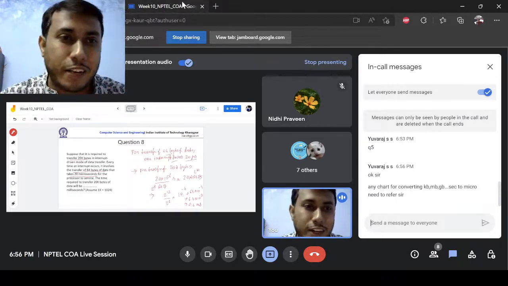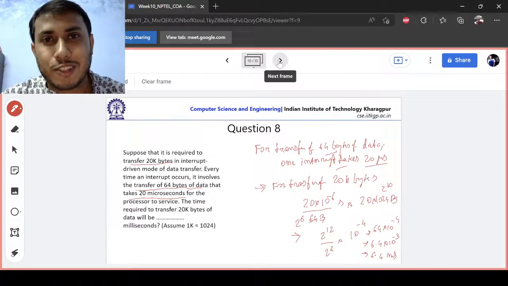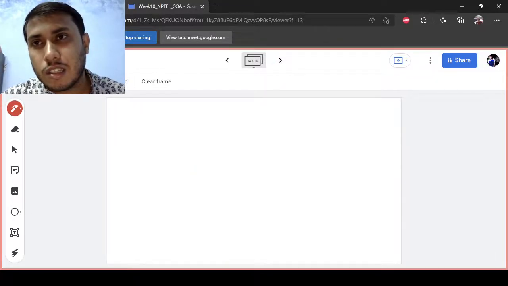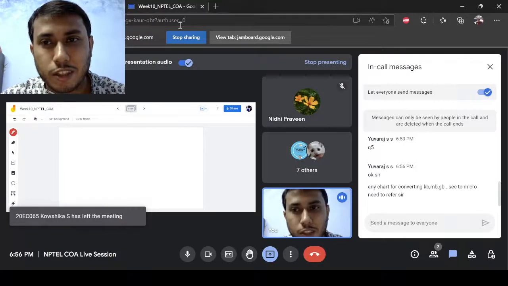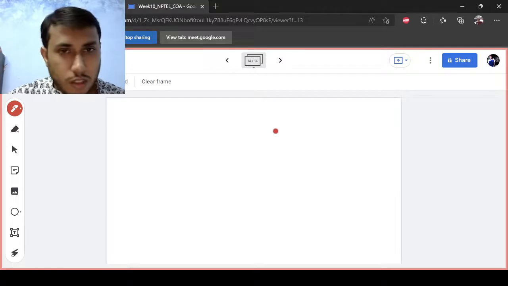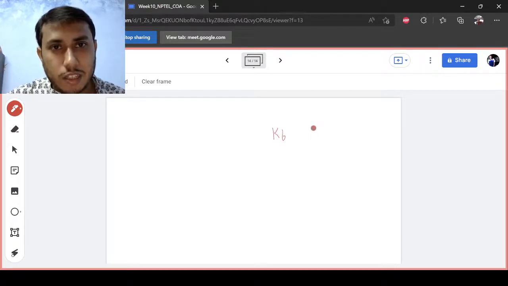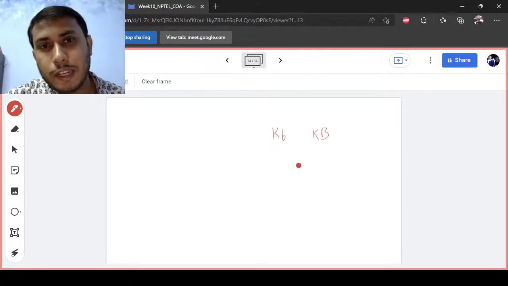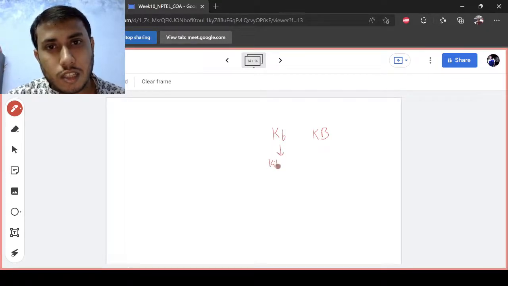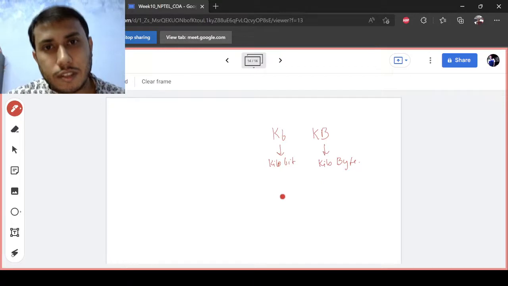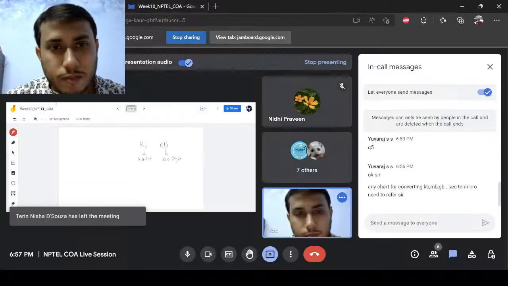I mean that is quite standard: MB, GB, KB. Let me just give you one thing which may help you. One is KB, another is Kb. You need to know the difference between these: this is kilobit, this is kilobyte, right?